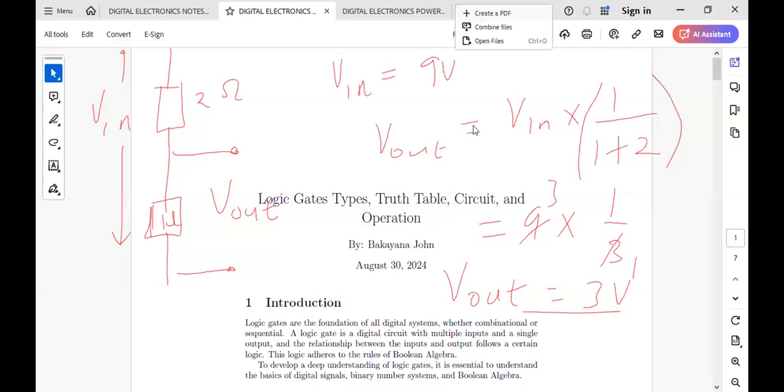Okay, maybe to let you know, I'm a teacher at Gayaza High School. Physics.